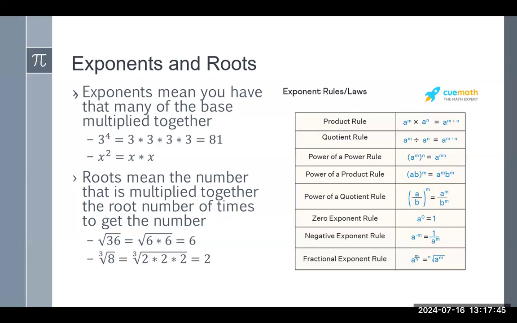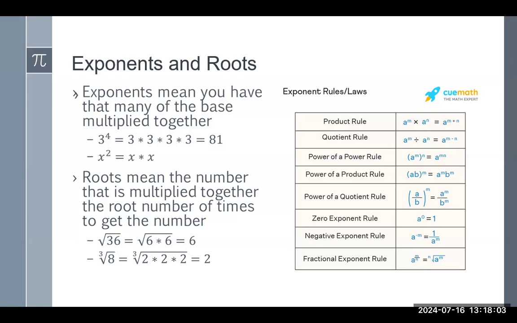Yes, we also have the 0 exponent rule. Anything to the power of 0 is just 1. And the negative exponent rule. Anything with a negative exponent is just itself in the denominator. So a to the power of negative m is really just 1 over a to the power of m.